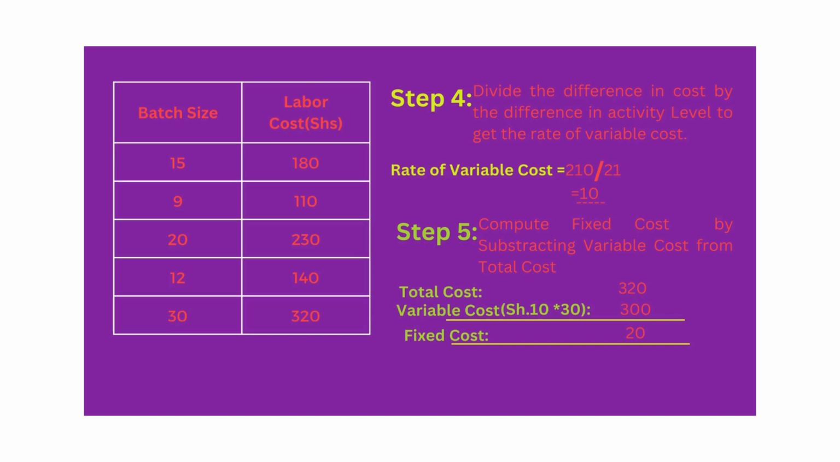We go to the next step, which is step 5. We compute fixed cost by subtracting variable cost from total cost. We know that total cost is equal to variable cost plus fixed cost. So to get fixed cost, we take total cost minus the variable cost. Total cost is 320. Variable cost, we've got the rate of variable as 10, so we take 10 multiplied by the batch size, which was 30. So we get 300. So fixed cost will be equal to 20.